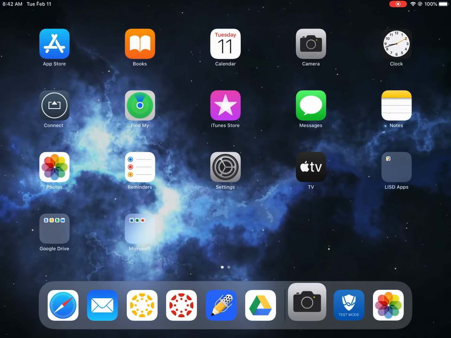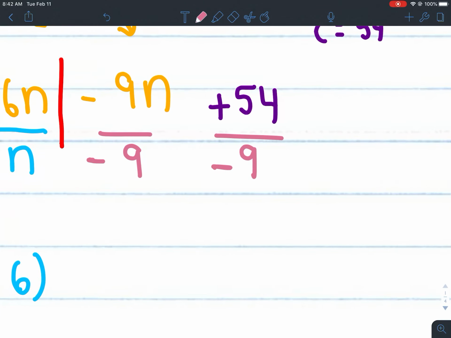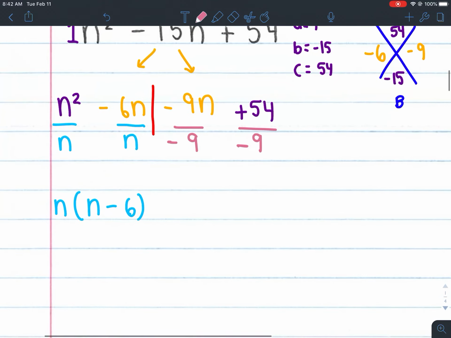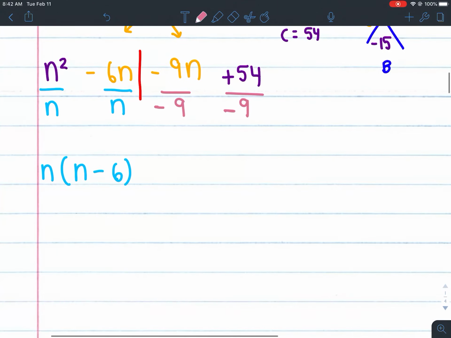Now I noticed that I had 9 in pink there, but I added that negative because that first term is negative. But if this first term was positive, then I would only need to take out positive 9, okay? So only if the first term in your group is negative. So I'm taking out negative 9. Well, negative 9 divided by negative 9 is positive 1, so I have positive 1n left, and then 54 divided by negative 9 is negative 6.